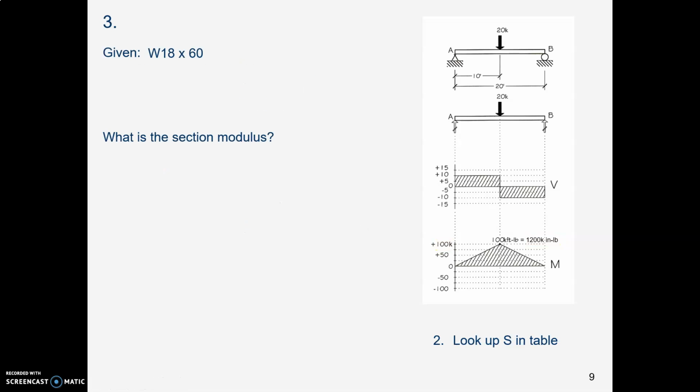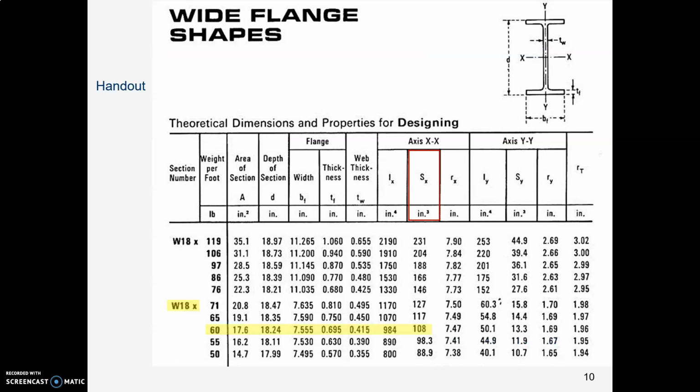All right, and what were we talking about? A wide flange, 18 by 60 pounds per foot. What is the section modulus for this thing? Well, we'll look it up in the table. And I've given you a handout for today, which I think you've seen before, but I gave it to you today again, just to be helpful. And this is a page out of the AISC Steel Manual.